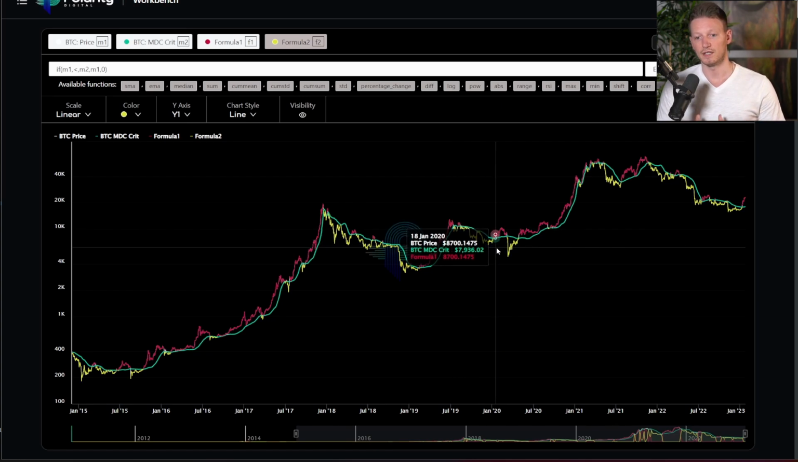So this is one of the strongest tools, I think, and I really think it's one that you should check out. And I just wanted to quickly show you a very simple formula that anyone can make without any knowledge of coding. All you have to do is follow the syntax correctly.